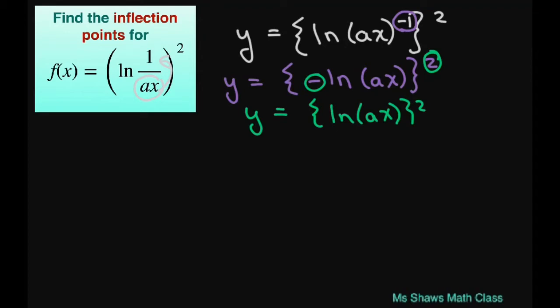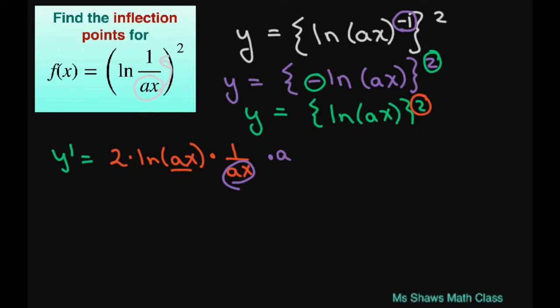We're going to do y prime equals, and when you differentiate this, we're using the chain rule. So this is going to be 2 times ln of ax times the derivative of the inner function, which is 1 divided by ax. Then you have to differentiate this part, which is just going to be the derivative of ax, which is just a. So if you simplify this, we're going to get 2 ln of ax all divided by x, because these a's will cancel here.